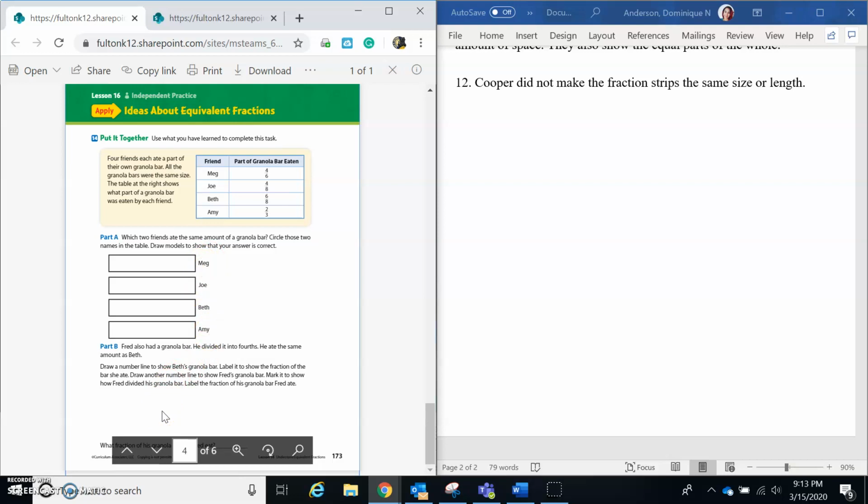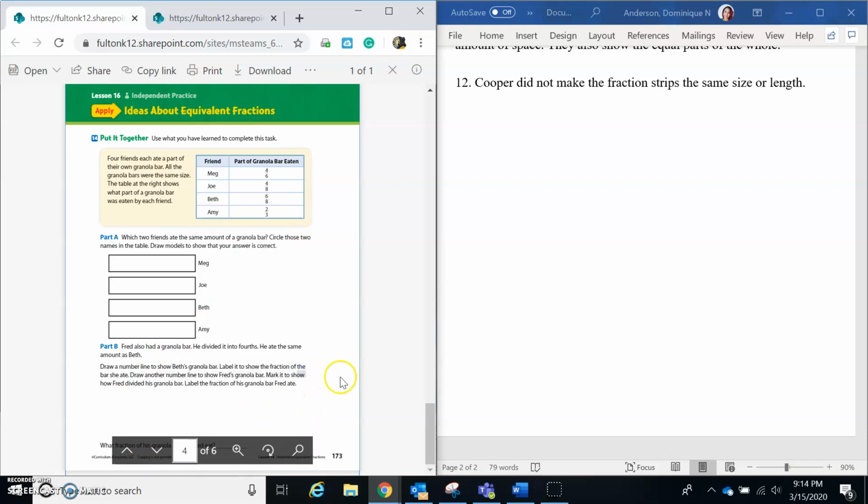Then Fred also had a granola bar. He divided it into 4ths. He ate the same amount as Beth. Now you're going to use a number line to show Beth's granola bar. Label it to show the fraction of the bar she ate. Draw another number line to show Fred's granola bar. Mark it to show how Fred divided his granola bar. Label the fraction of his granola bar Fred ate. And then what fraction of his granola bar did Fred eat?